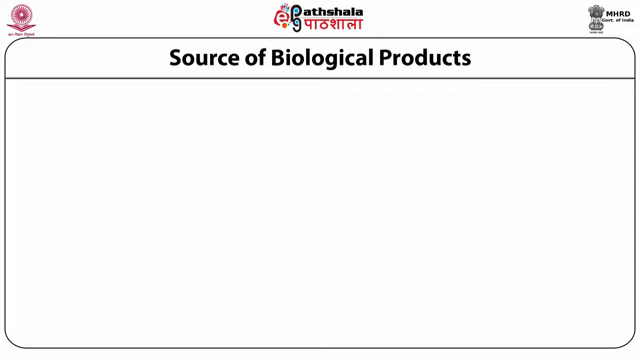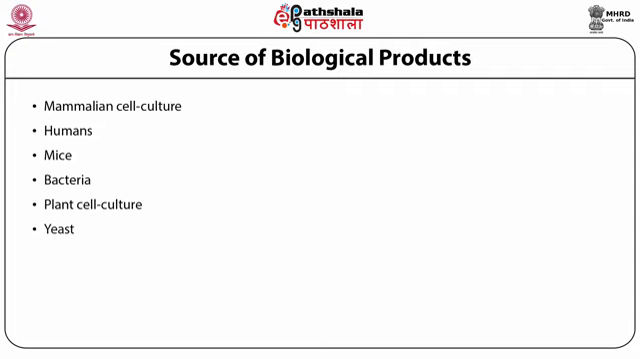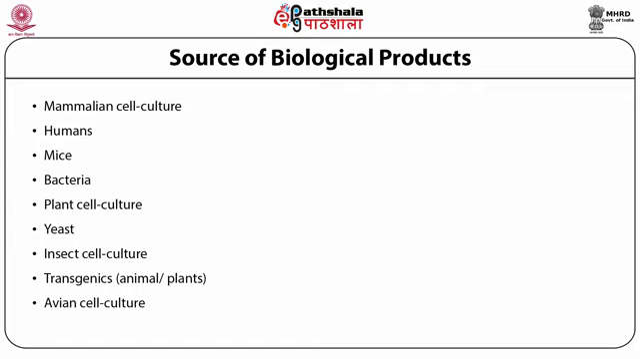Source of biological products. Where are we getting the biological products from? They are mainly from mammalian cell culture. It may be from humans, it may be from mice or rat, it may be from microorganisms like bacteria. Biological products are also obtained from plant cell culture, from yeast, from insect cell culture, and can also be obtained from transgenic animals and transgenic plants, avian cell culture, or organ culture.